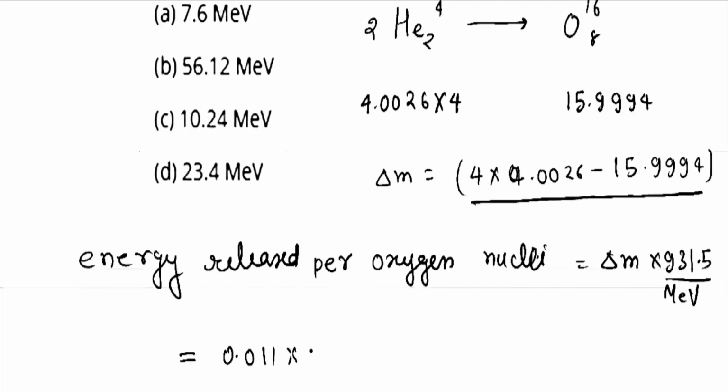So it will be equal to 0.011 into 931.5, that is equal to 10.24 MeV, and this is the answer of this question. Simple. Thank you.